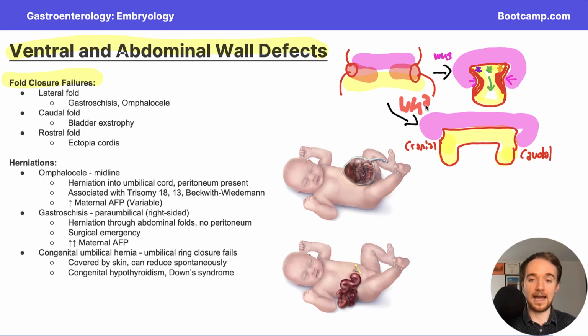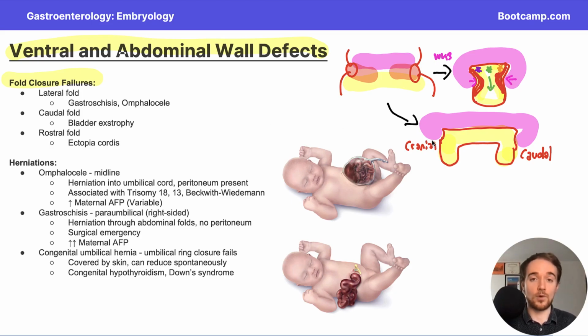So this is again happening during week 3, but this view right here is looking at our fold closure happening from a posterior or a caudal through to cranial viewpoint. Meanwhile, when we're looking at it from a sagittal perspective, we're going to see our cranial end over here and our caudal end over here. A failure in proper caudal fold closure is going to result in something known as bladder exstrophy, which is where the bladder forms outside of the abdominal cavity.